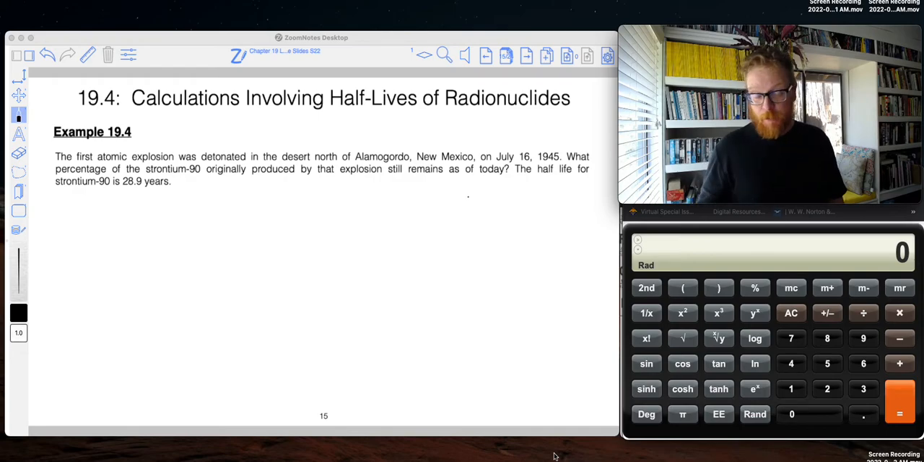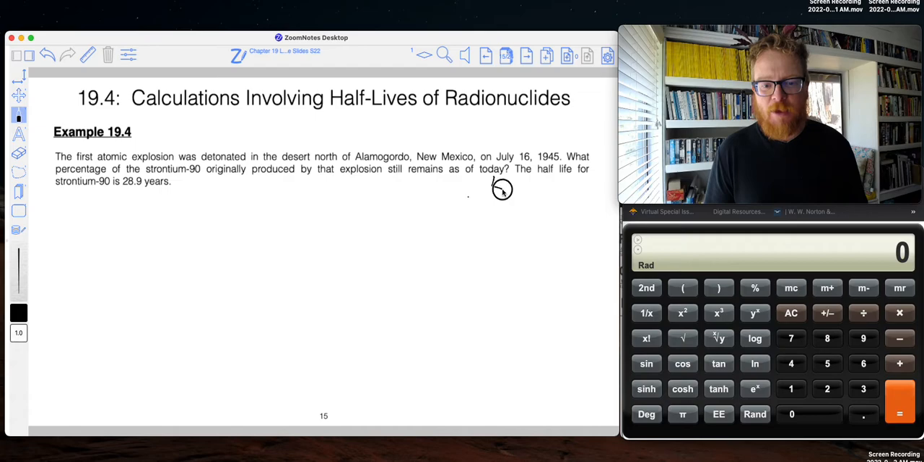Here's another example problem we're going to do. Slightly depressing, but all of the same. We need to know how to calculate this kind of stuff. Okay, so here goes. The first atomic explosion was detonated in the desert north of Alamogordo, New Mexico on July 16th, 1945. What percentage of the strontium-90 originally produced by that explosion still remains as of today? The half-life for strontium-90 is 28.9 years.